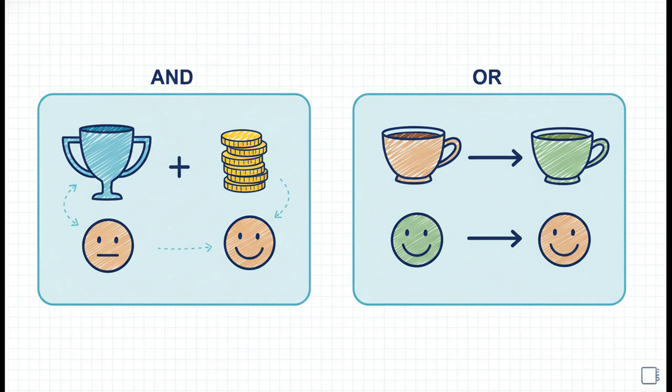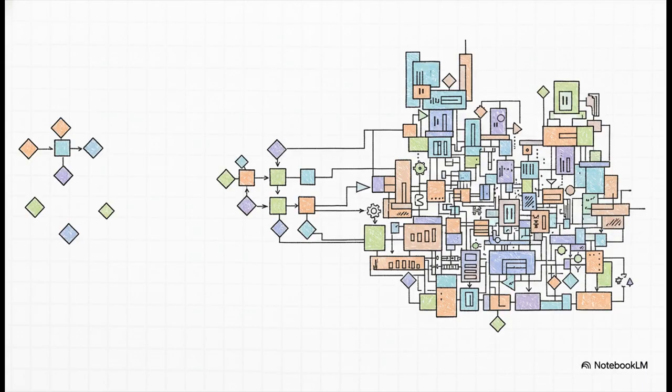This comparison makes the difference really intuitive, I think. If you say, I want a promotion and a raise, you're not going to be satisfied with just one of them. You need both. That's a logical AND. But if you say, I'd like coffee or tea, you'll be perfectly happy with either option. That's a logical OR. And that's really the big secret, isn't it?